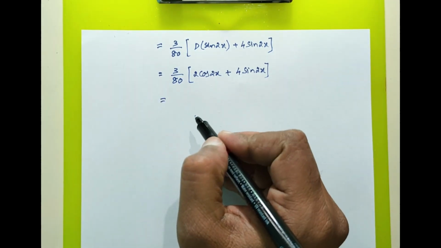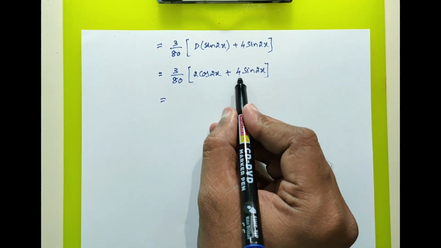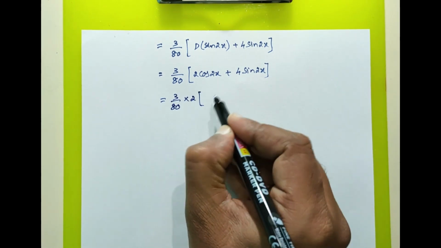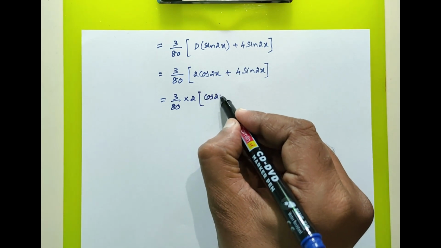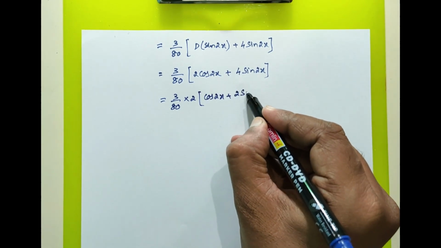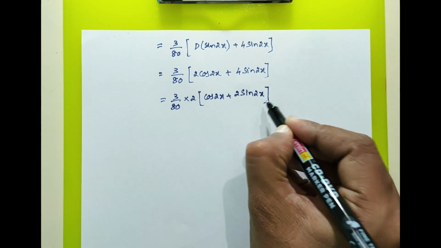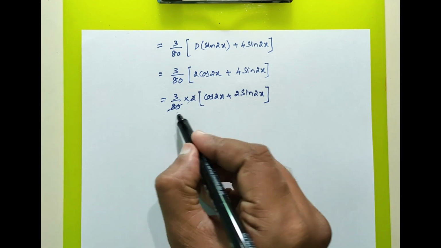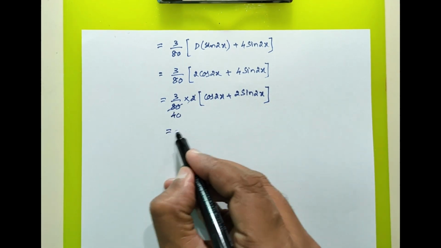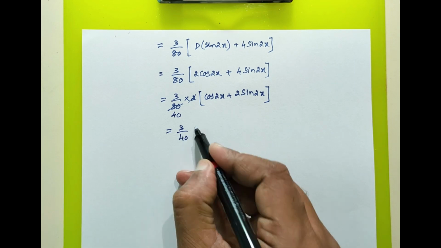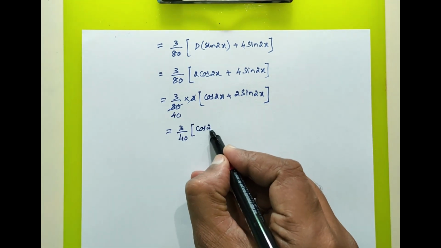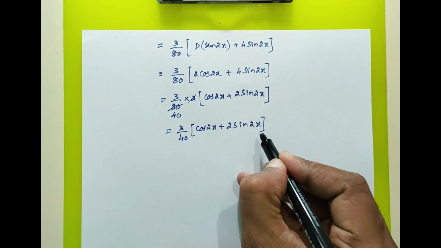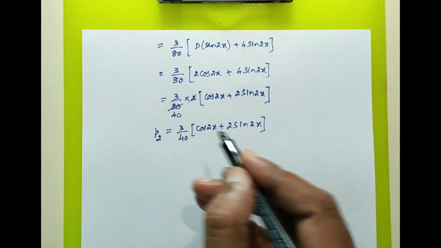So this will be equal to, I can see that 2 can be taken common outside from here. So 3 by 80, 2 is taken common outside. So you have cos of 2x plus 2 times sine of 2x. However, you can cancel this 80. So 2 times 40 is 80. So you get 3 by 40 times cos of 2x plus 2 times sine of 2x. So we got the value of P2.